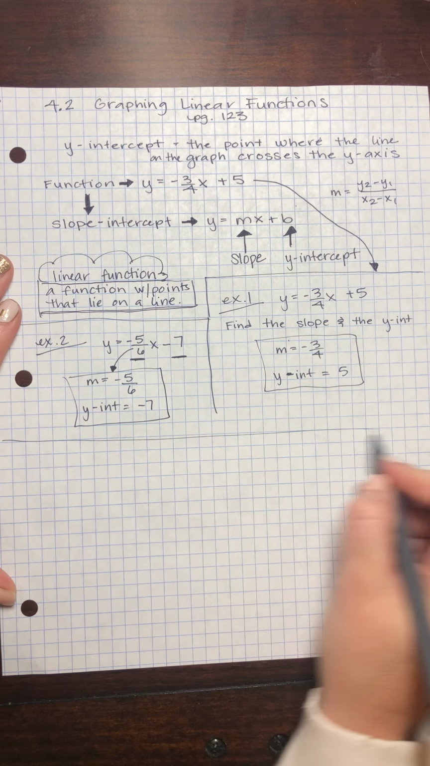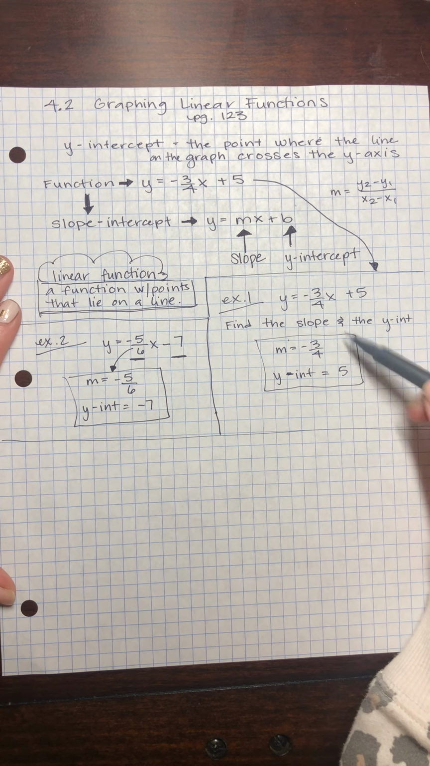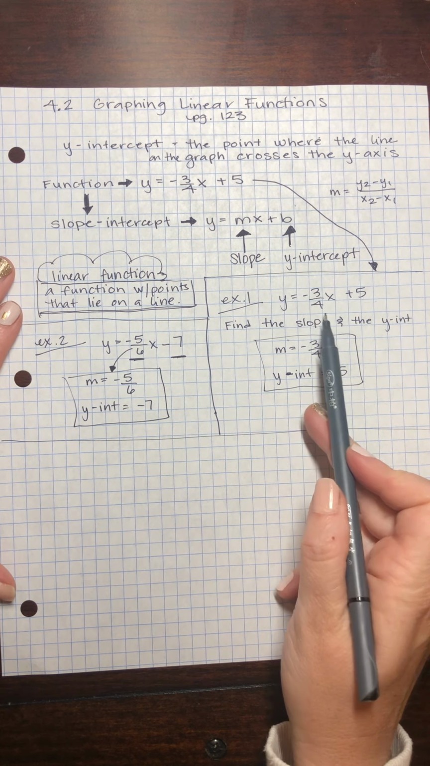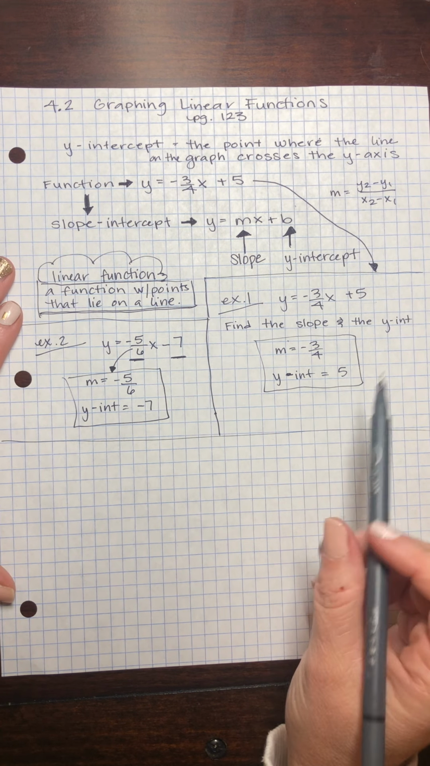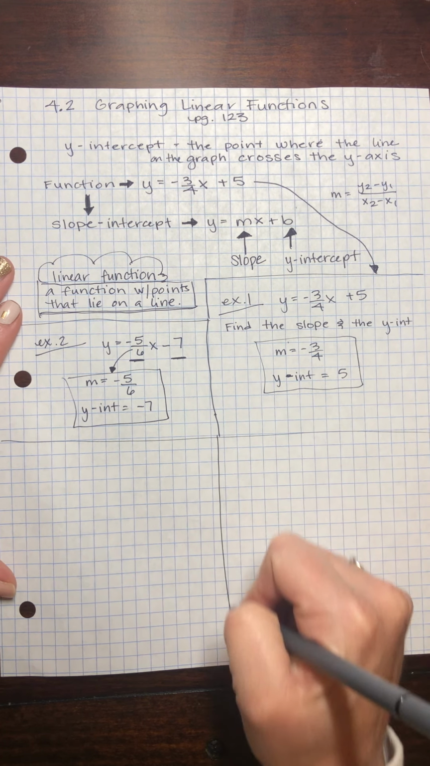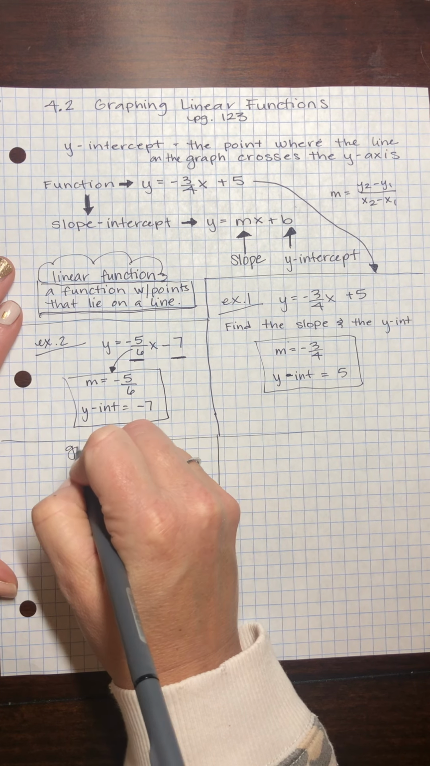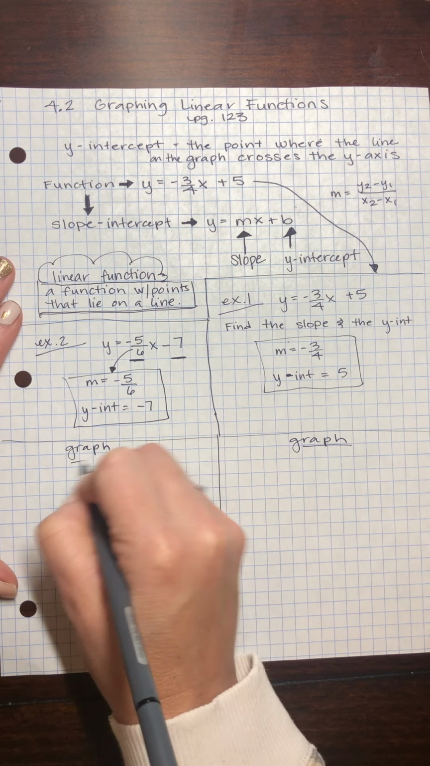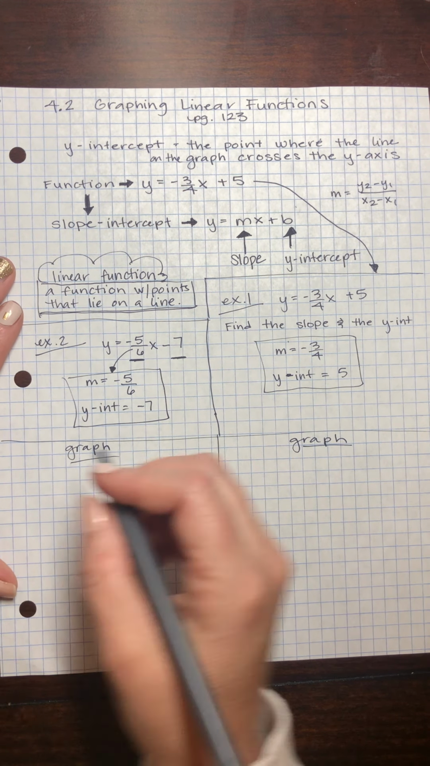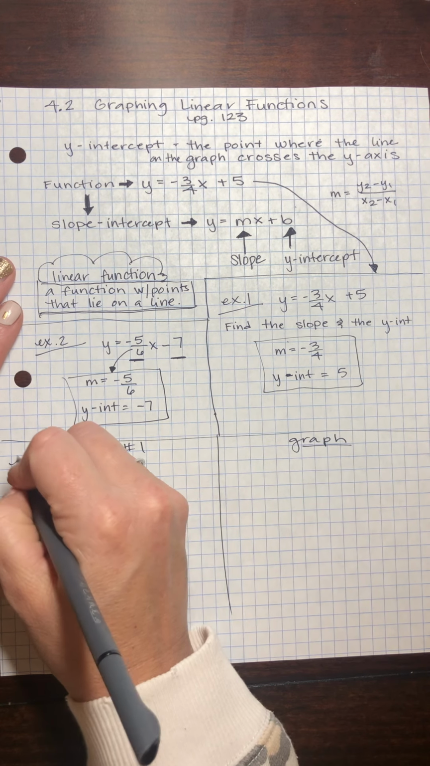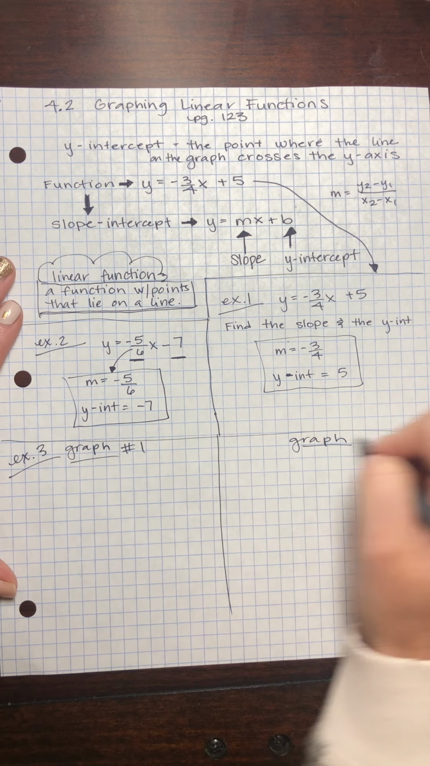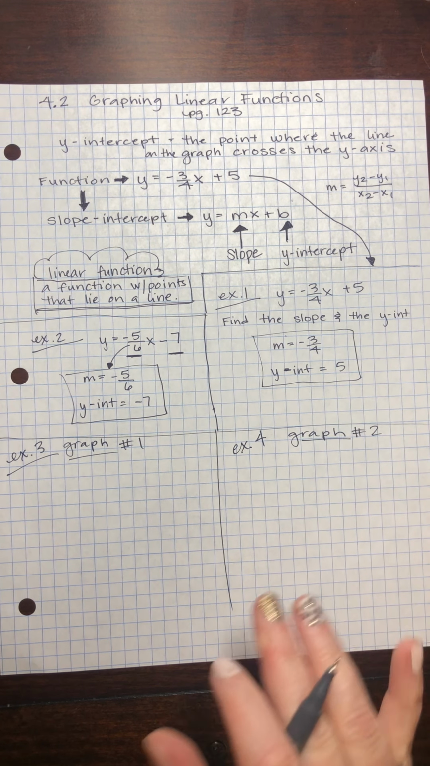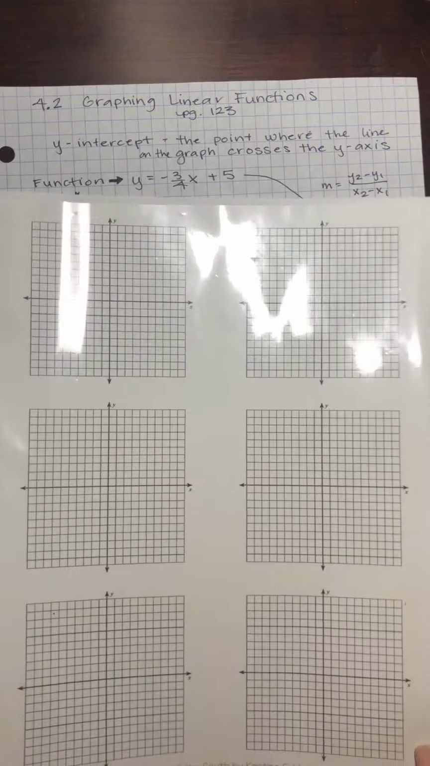The second part is going to be, given information like this, you'll have to graph whatever the function is. Okay? So now I'm going to draw, since I have paper, I'm going to move. So graph number 1 is example 3. And graph number 2 is going to be my example 4.